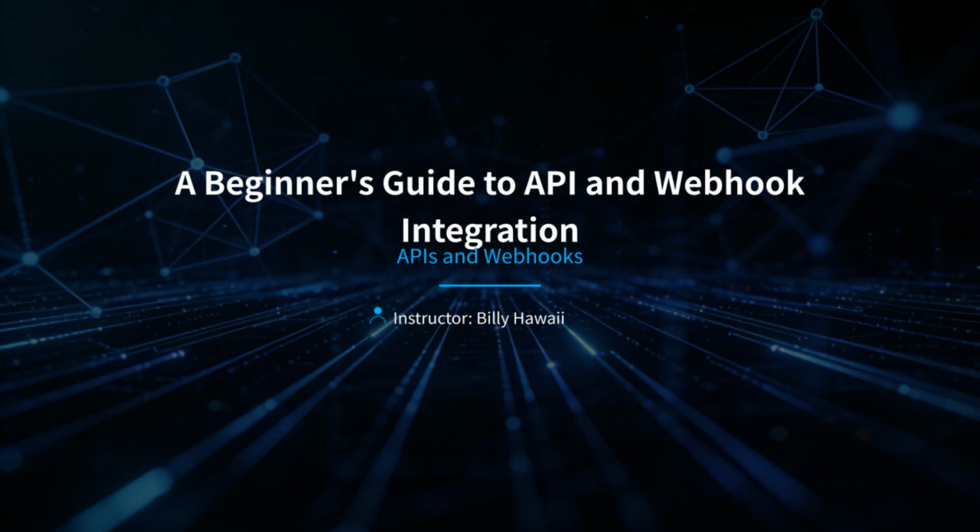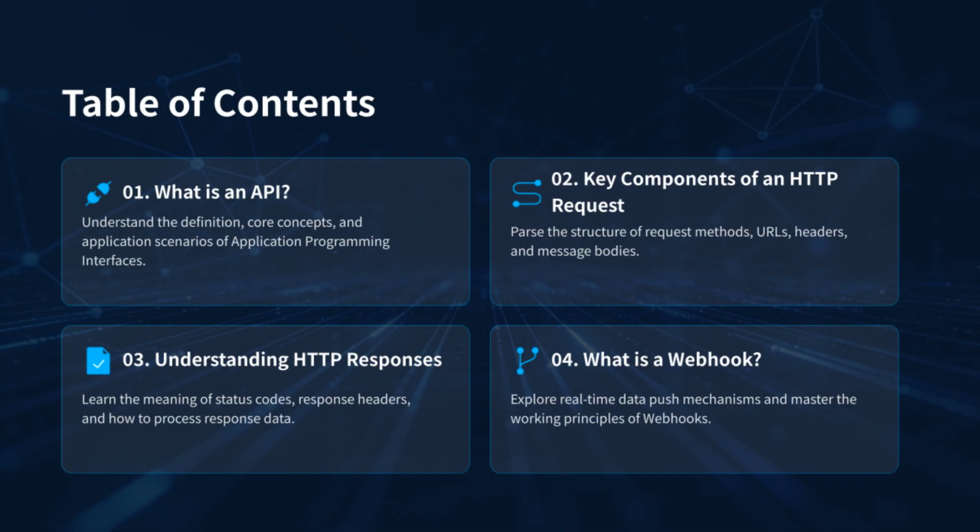Today, we're covering APIs and webhooks, the two super important tools that let different apps talk to each other and make your automations real-time and powerful. Here's what we'll cover today. We'll start by defining APIs and their benefits, then break down the components of HTTP requests and responses. Finally, we'll explore webhooks, a powerful tool for real-time communication between systems.